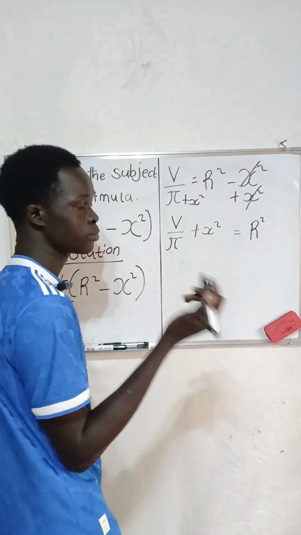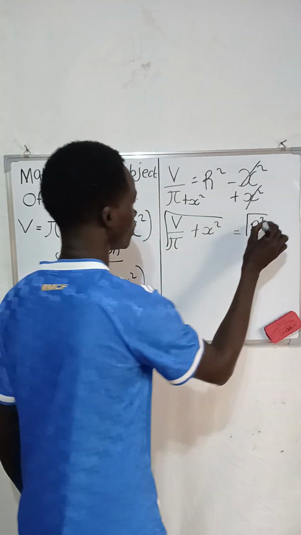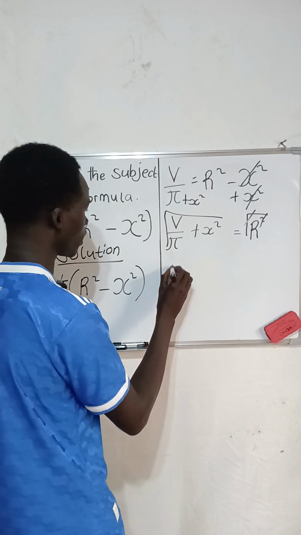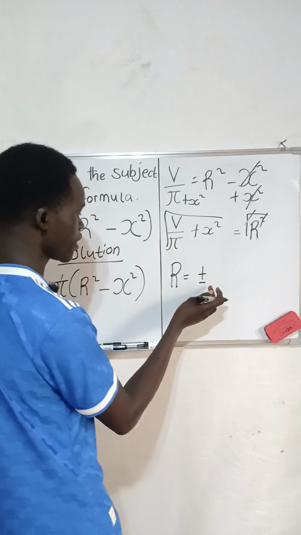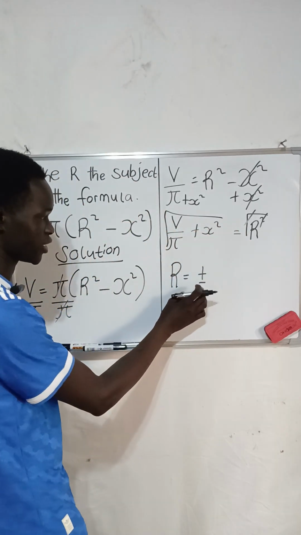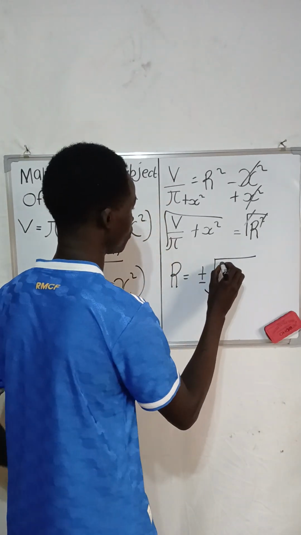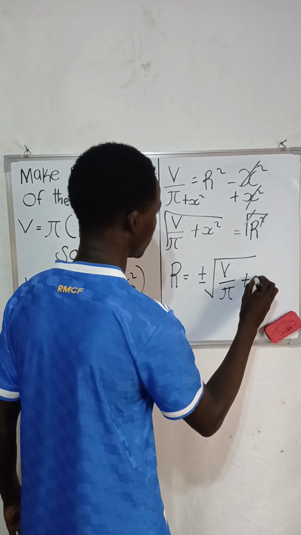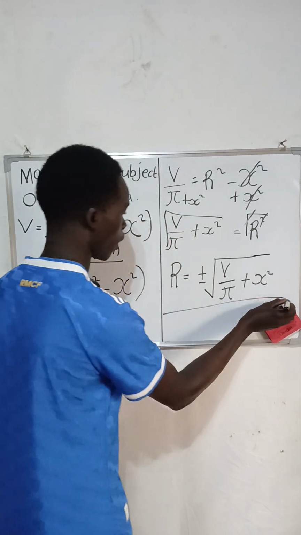Now here let us do it. Here let us have the root. This and this will cancel. So now our final answer, here our r is going to be plus or minus, because we have applied a square root on both sides. That is why we have plus or minus. The root of V over pi plus x squared. This is going to be our final answer.